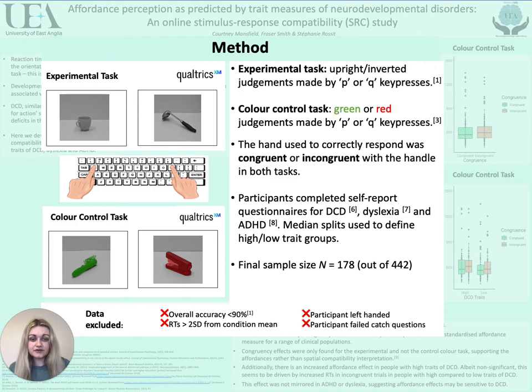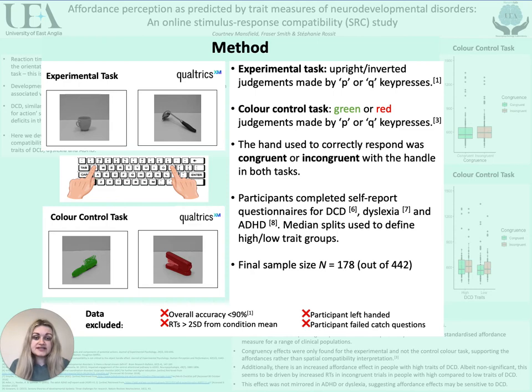Our study involved an experimental task where participants saw images of objects and had to make speeded responses by pressing Q with their left hand or P with their right hand to indicate whether the object was upright or inverted. The handle would either be orientated left or right, meaning that the hand used to correctly respond would be congruent or incongruent with the object handle orientation.